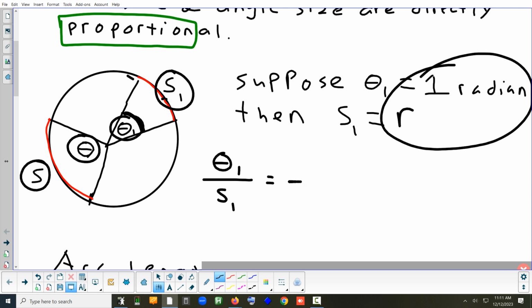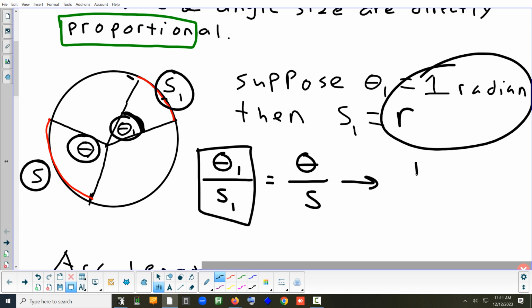How would I set up the right side? It has to be set up with the same pattern I did on the left. Yep, so it would just be theta over S. Now, fill in the side that you know. That's going to be my 1 foot 12 inches. Fill in the fact. So theta 1 is going to be a 1, and S1 is going to be R.